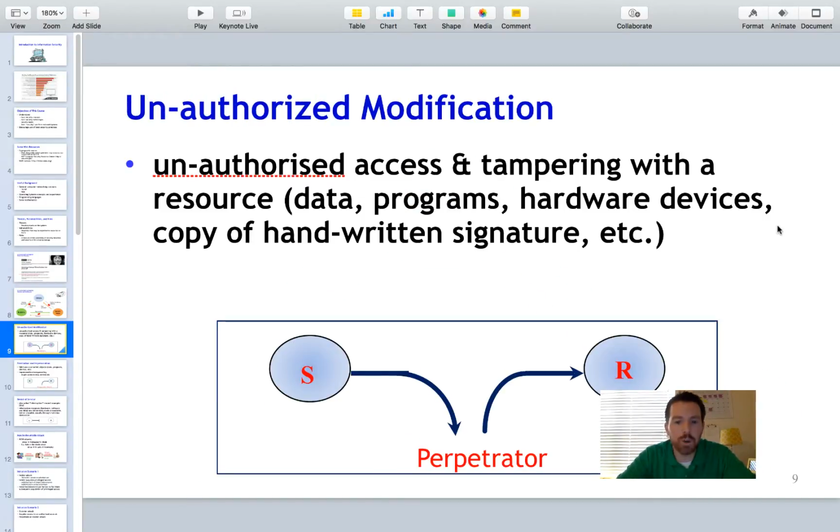All right. So there's also unauthorized modification: unauthorized access and tampering with a resource. So think of it like this. Sending an email, and unauthorized modification of information. It goes back to sending an email saying, hey, this check for services provided needs to be sent to this address. An attacker intercepts that information, which was the first one, modifies the address, and then the check goes to the wrong place. So think of it like that.